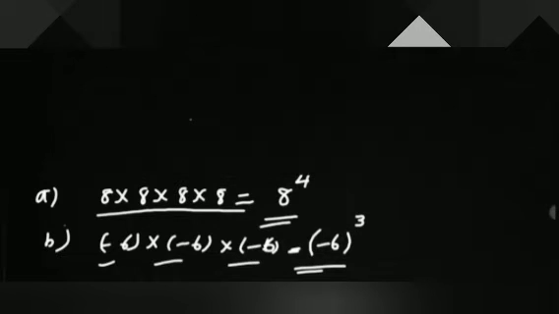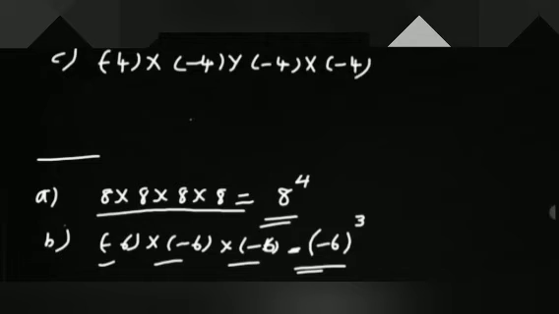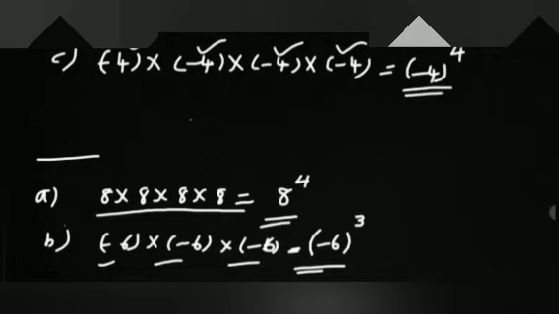Question number C. The question is minus 4 into minus 4 into minus 4 into minus 4. What is the exponential form? Which is the base here? Base is the number which is being multiplied. It is minus 4. And minus 4 is multiplied how many times? 1, 2, 3, 4. Very good, 4 times. So, which is the power? Yeah, 4 is the power. So, this is the required exponential form, isn't it?